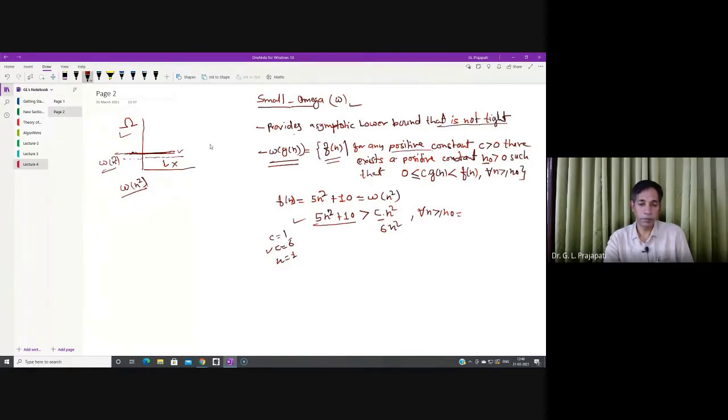So even if you have taken C equal to 6, then here you are having 5n square plus 10, meaning 5 plus 10 which is 15 for n equal to 1, and on this side you have C equal to 6 and n equal to 1, so here you are having 6. So 10 in this is true. So for C equal to 6, this is true.